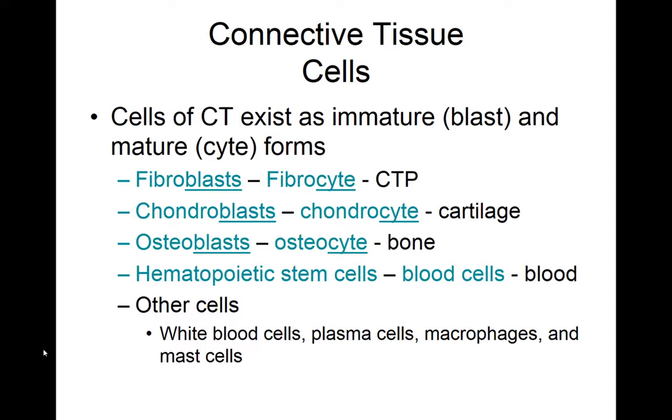So if you look at any type of cartilage, you know the type of cell in that is going to be a chondrocyte or a chondroblast. Osteoblasts and osteocytes, what does osteo mean?